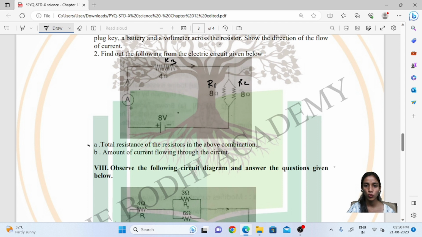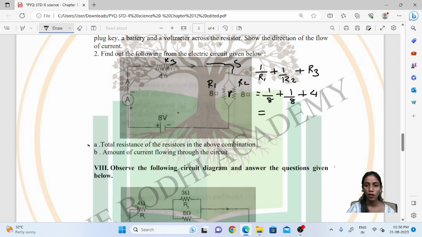Okay, these two are in parallel connection and these are in series, in series with R3. So how will this happen? 1 upon R1 plus 1 upon R2, plus R3. Okay, so how to solve this? 1 upon 8 plus 1 upon 8, plus 4.